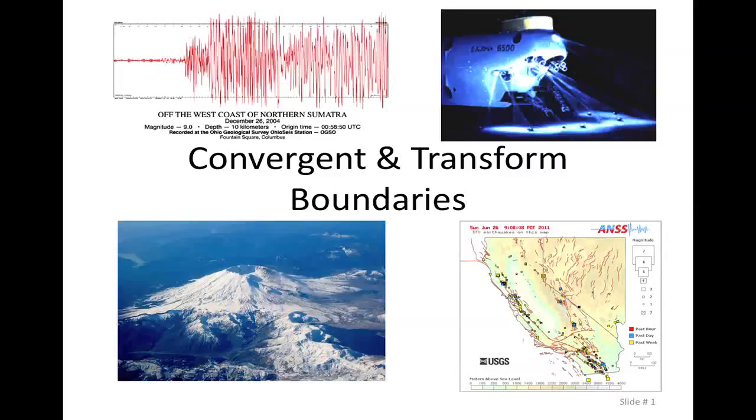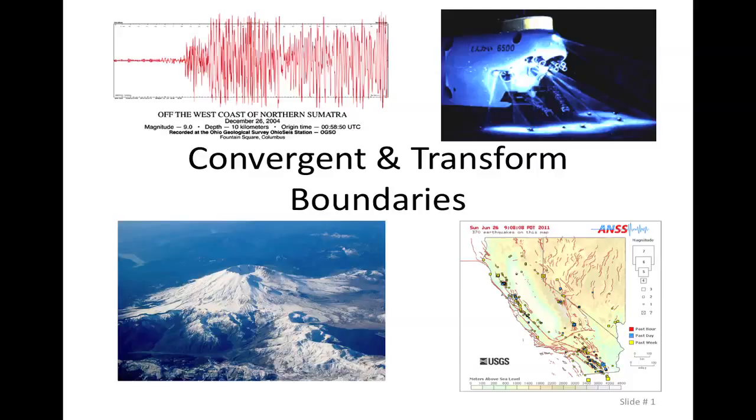Hi there, and welcome to this lecture on convergent and transform boundaries. Basically, in this lecture, we're going to learn about both the features and the type of movements we see with the plates in relation to these types of boundaries.